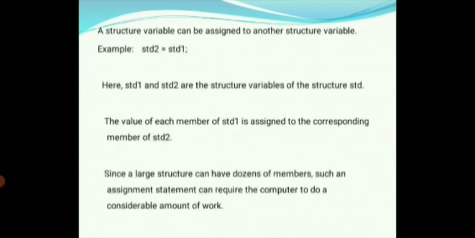Here, a structure variable can also be assigned to another structure variable. For example, std1 and std2 are two structure variables of the student structure. So std1 and std2 are all structure variables of the structure student. So we can assign student 1 to student 2. The value of each member of student 1 is assigned to the corresponding member of student 2. This is another example for initializing a structure.